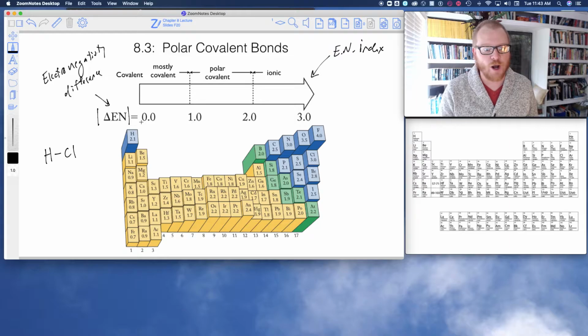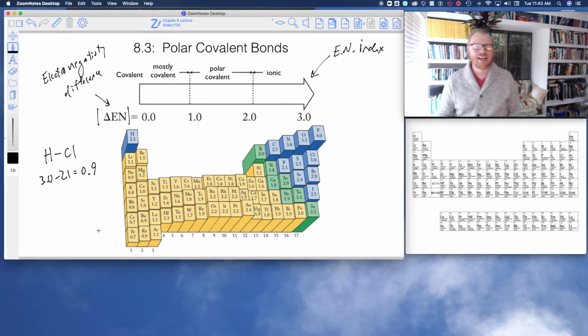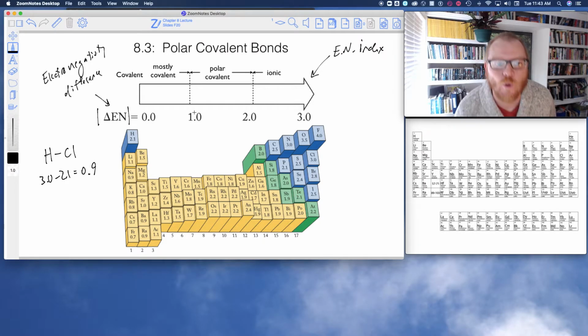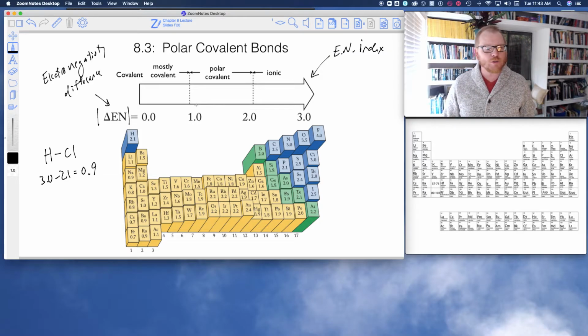So if I say chlorine 3.0 minus hydrogen 2.1, that gives me 0.9. And look at that, that's somewhere in this polar covalent or mostly covalent range. And I think most chemists would say HCl is polar. So this formula is somewhat qualitative. We're not going to calculate this for every single possible molecule and say definitively that 0.9 means it has to be only covalent. You can see 0.9 would be mostly covalent, but it's somewhere in between.